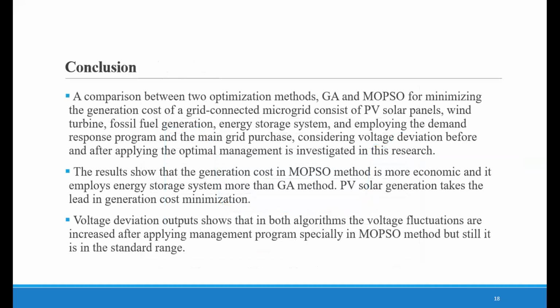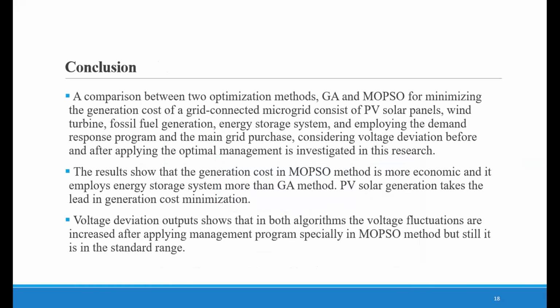And conclusion. This research presents a comparison between two optimization methods, GA and MOPSO, for minimizing the generation cost of a grid-connected microgrid consisting of PV solar panels, wind turbine, fossil fuel generation, and energy storage system, and employs a demand response program and the main grid purchase, considering voltage deviation before and after applying optimal management.